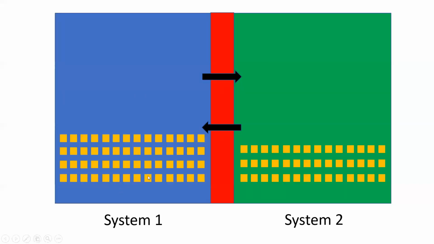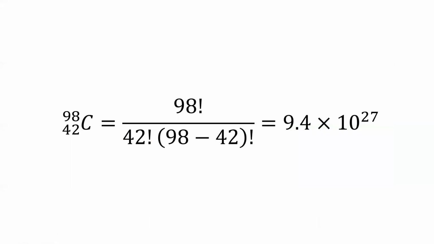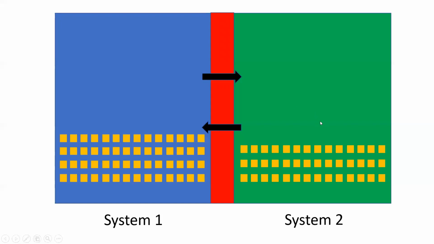Well, what about when you've got 43 on this side and 55 on the other? I think you would wind up with an even bigger number. What about when you've got 44 on one side and 54 on the other? You get the idea. There's just an incredible number of microstates available. So we say that the entropy of this system is now much greater than it was before.